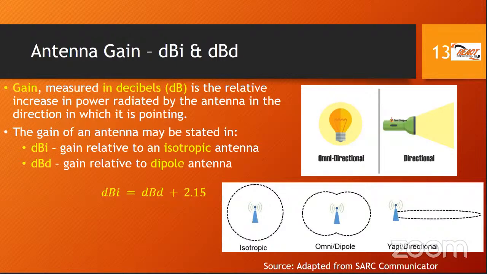And the same thing with the antenna. The gain is relative to the isotropic or the dipole. And we also share with you here that the gain with respect to the isotropic is going to be 2.15 more than the gain if you reference a dipole.